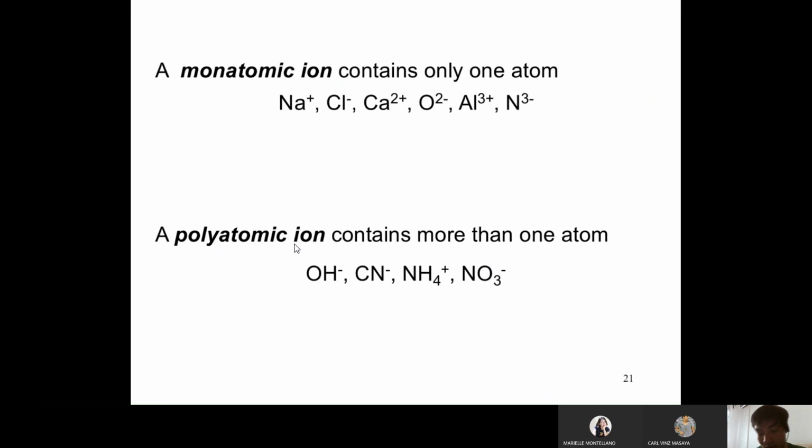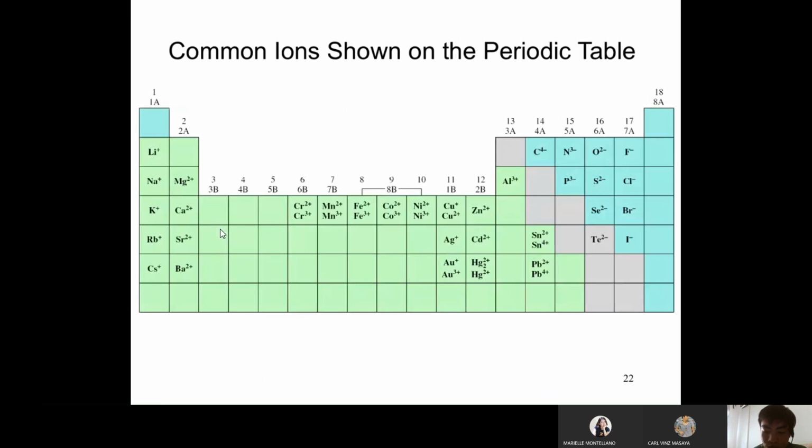For polyatomic ions, if you have two or more elements, or two or more atoms in your molecule and it possesses net charge, polyatomic ions yun. Okay. So this is one way for you to remember the charges of your ions. Just look at the periodic table. Okay, so these are the common ions. Tingin muna tayo dito sa highlight ko na to.